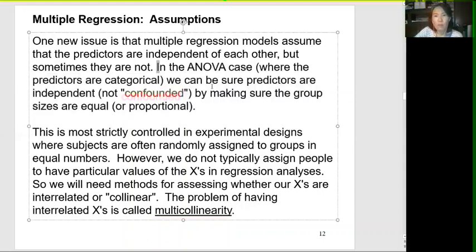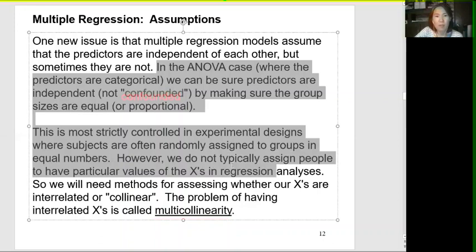Again, don't worry about this part. This is something about ANOVA. Well, ANOVA is a type of regression, but still it is more likely to be a controlled experimental design. So don't worry about this part.